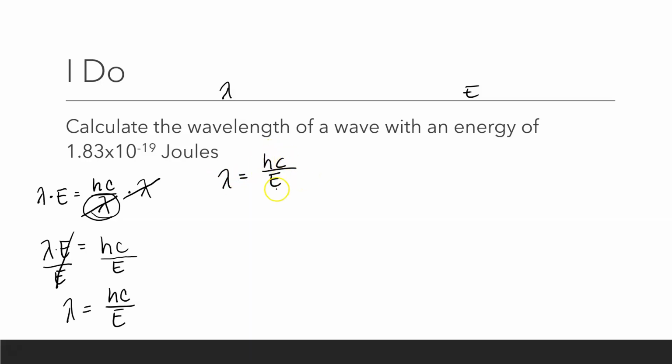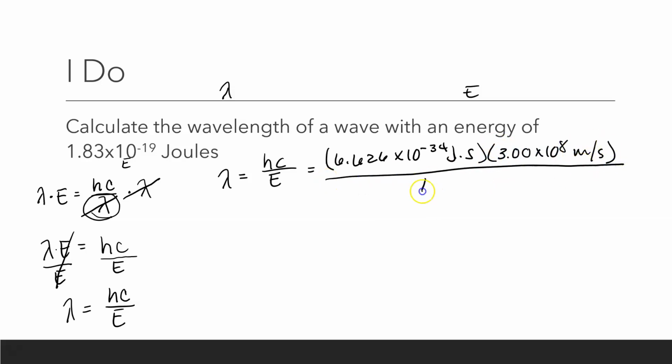We can now substitute in for what we know. We know h, that's Planck's constant, it is always the same. C is the speed of light, and it also is always the same. And then E is given to us here. So substituting in 6.626 times 10 to the negative 34 joule seconds times the speed of light, then divided by energy, and then we're ready to put this into our calculator.